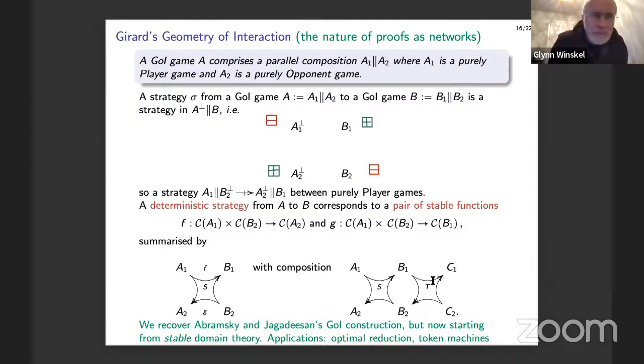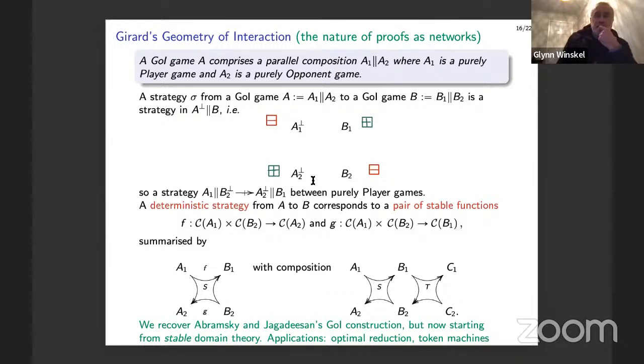Let's up the game a little bit. We'll have games which are a little more complicated. Let's imagine that games are presented as parallel compositions of a purely player game, A1, in parallel with a purely opponent game, A2. And let's think about strategies between two such games, one being A of this form, A1 in parallel with A2, and another being B, B1 in parallel with B2. And imagine we want to think about strategies from A to B.